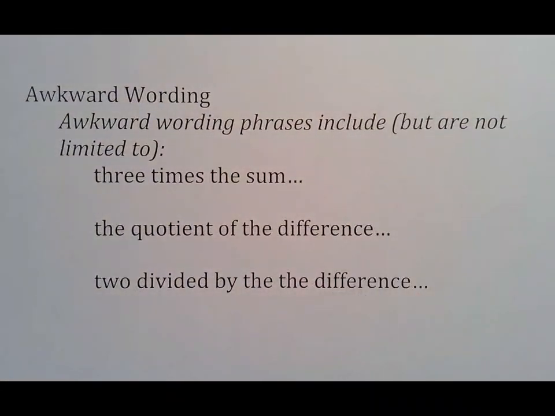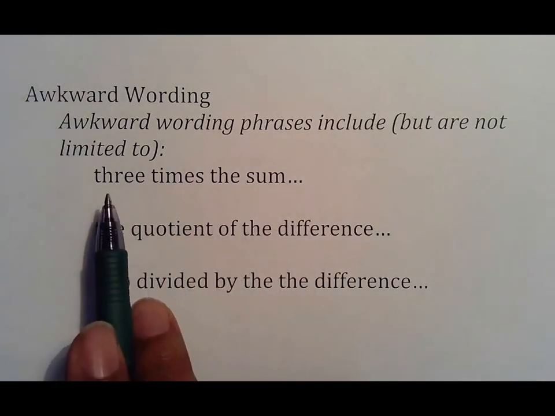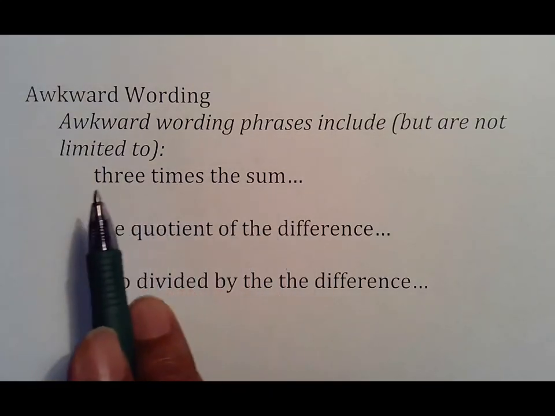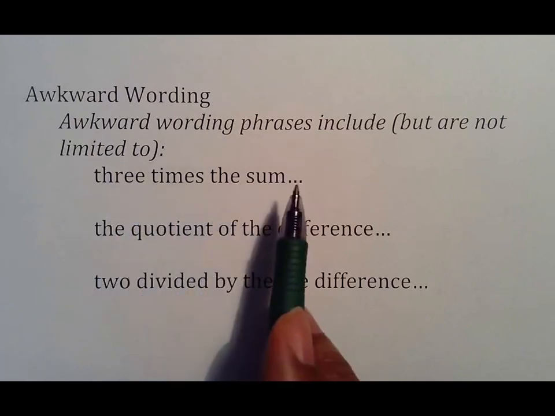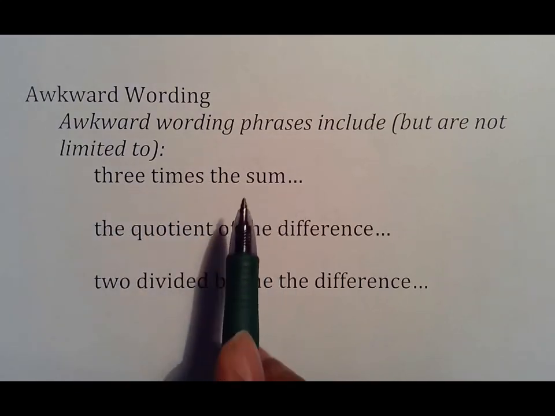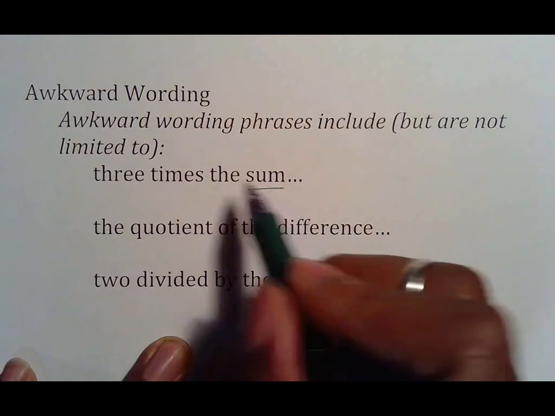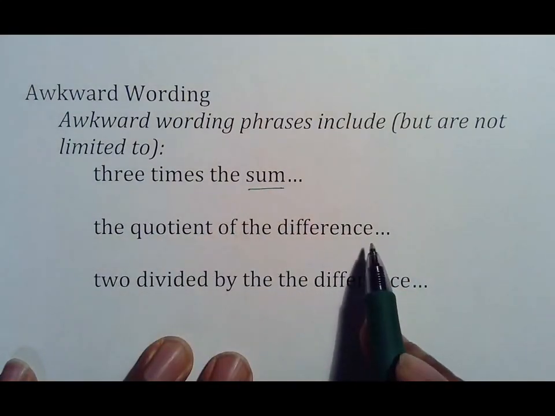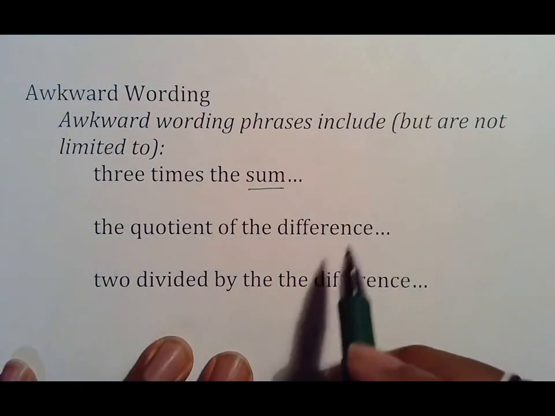So awkward wording includes, but is not limited to, a phrase like 3 times the sum. How do you take 3 times a sum? It should be 3 times a number. So when you see that, you should say that doesn't make sense. I think this is the one where I go to this first instead of that. The quotient of the difference. Again, the quotient of what? The difference. That doesn't make sense.